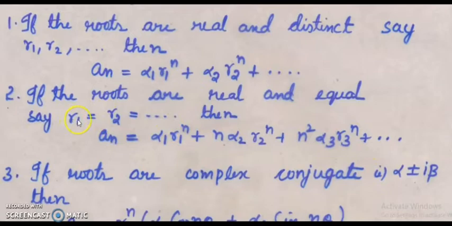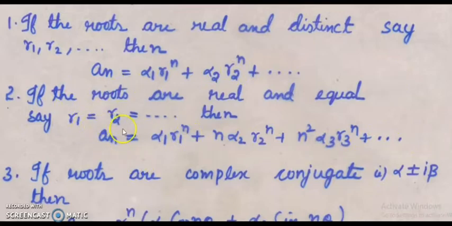The difference is, if you have two roots, then it's enough to write 1 and n. If you have 3 roots, you have to take n square also. If you have r3 as a root, then you have to take n square. If you have r4 as a root, what will be the next term? n cube, alpha 4 r4 power n. So n square, n cube, likewise it goes on.